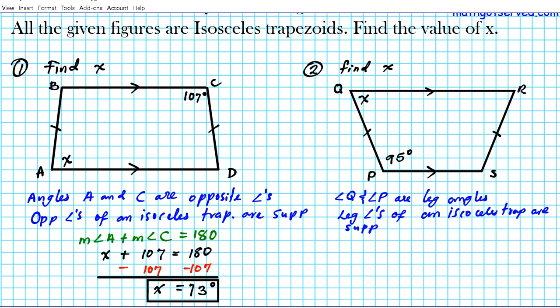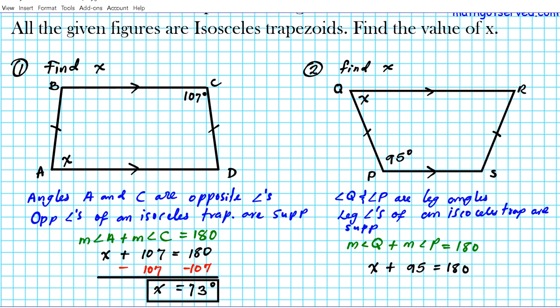So what equation can we write? We can write the following equation: the measure of angle Q plus the measure of angle P is equal to 180 degrees. So let's go ahead and substitute. Measure of angle Q is x, plus measure of angle P, 95, is equal to 180.